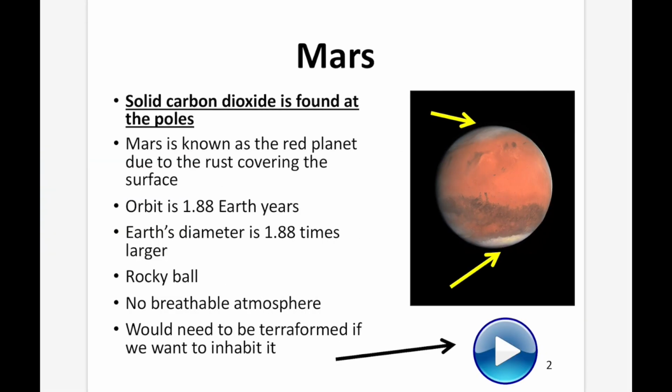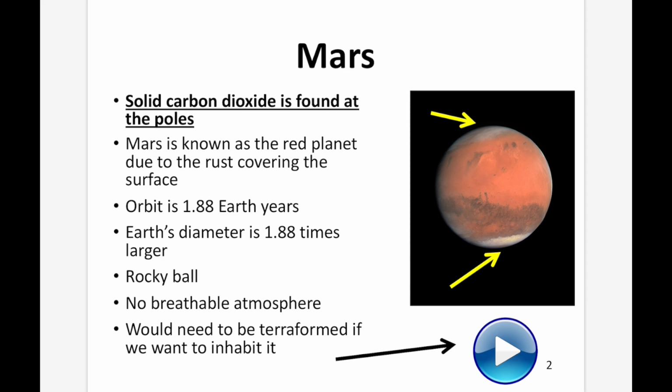Mars. Mars has been in the news a lot lately. It's one of those places that we could potentially inhabit in the near future. So Mars has solid carbon dioxide at the poles. That's what these 2 arrows are pointing to. It's known as the red planet because of the rust covering the entire surface, which gives it that red color. It has an orbit of 1.88 Earth years, so it takes a little bit longer to get around the Sun.